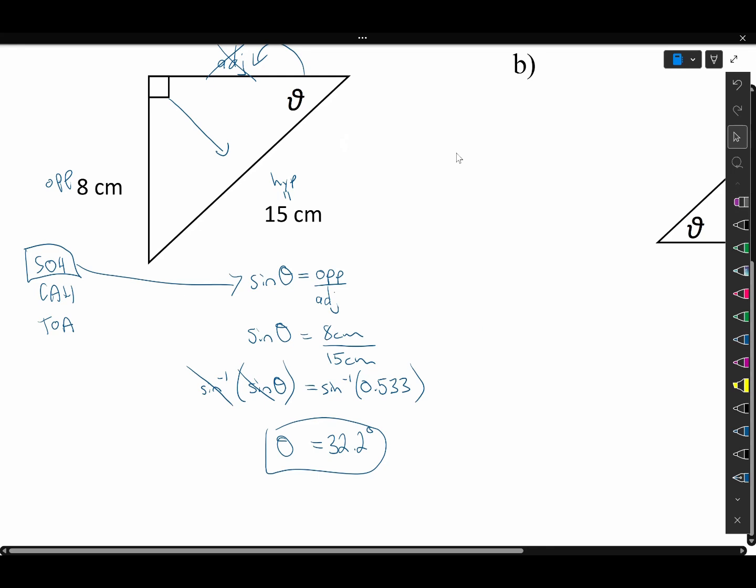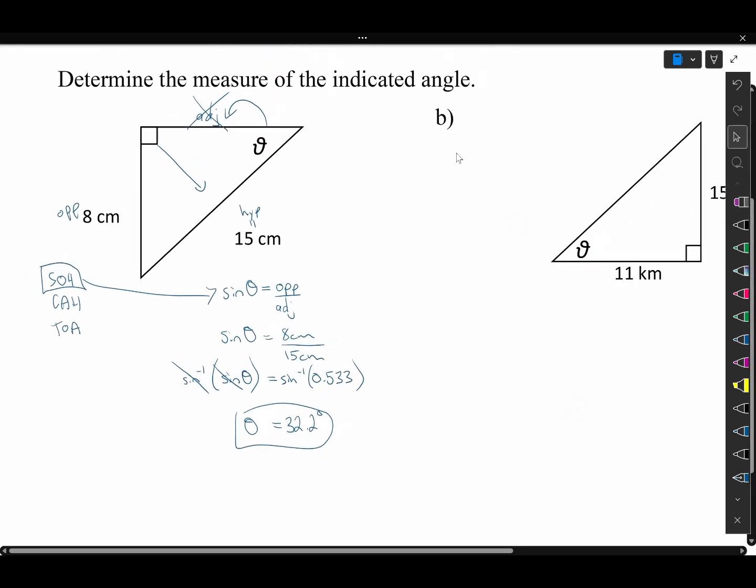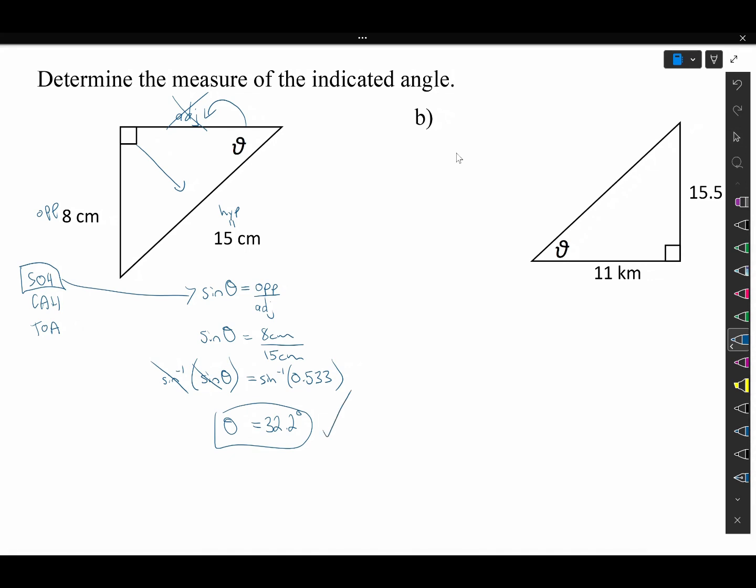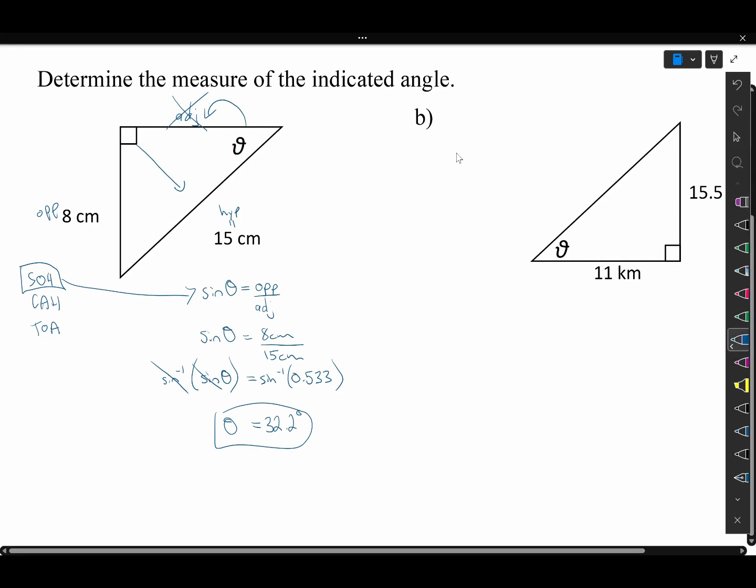Not so difficult. What I encourage you to do here, number one, double check that your calculator gives you this number. If it does not, it's probably in a different mode. If it gives you a different number here, it's in a different mode, and you'll need to Google how to set that into degrees instead of radians.